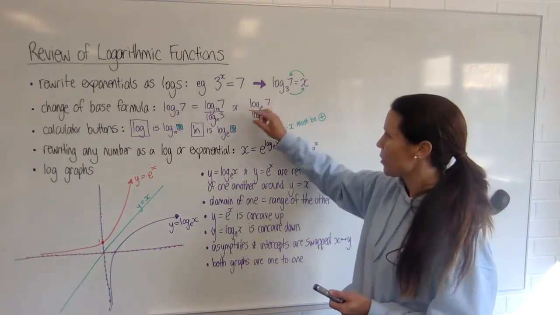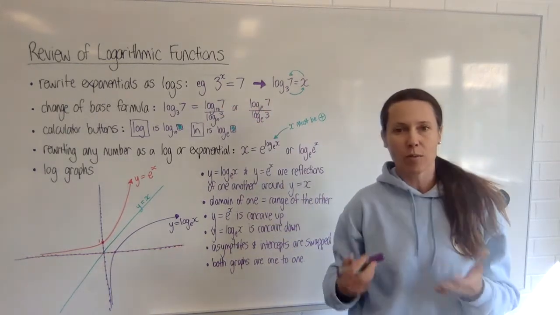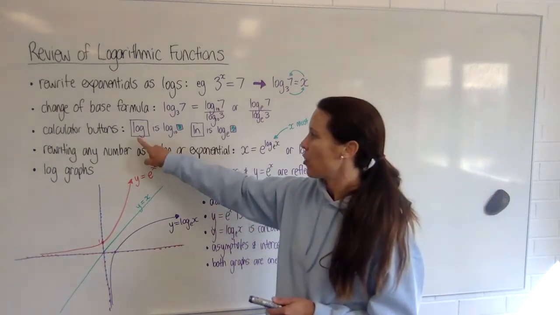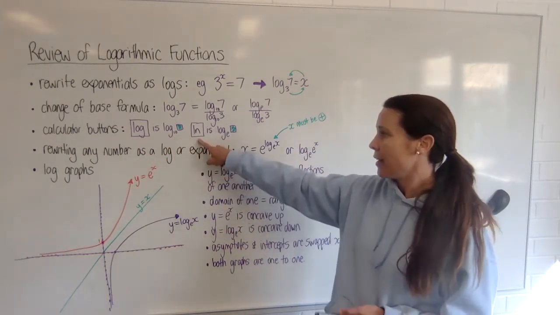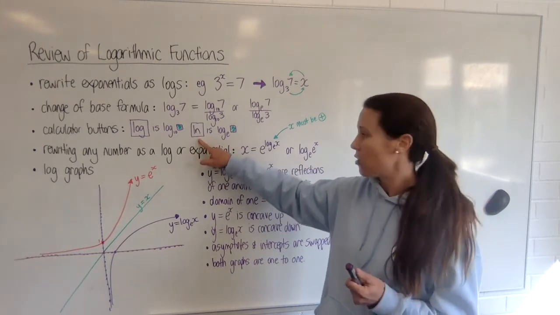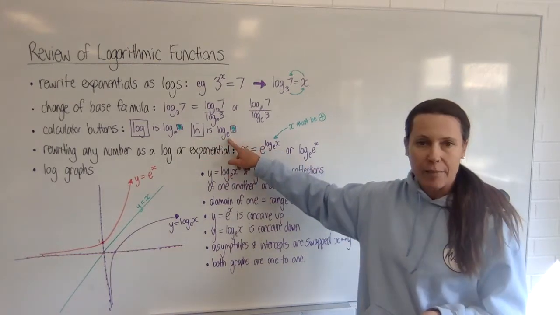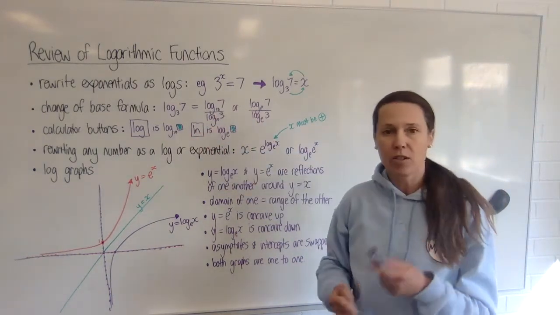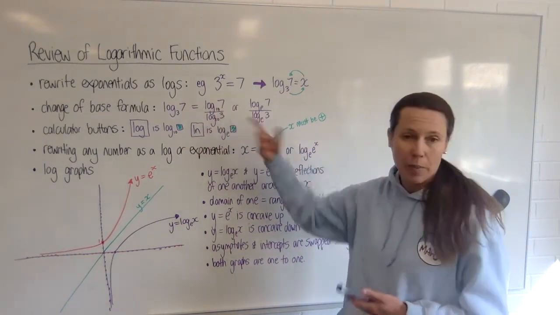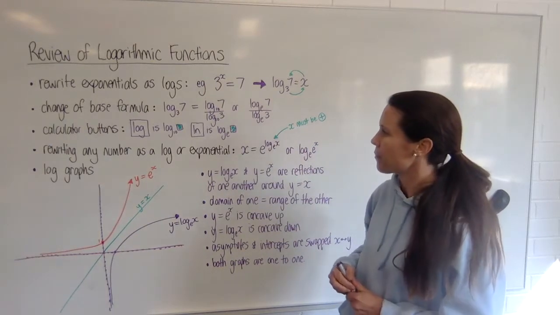Now, the reason that I'd want to use base 10 or base e is that that's what my calculator works with. I've got the log button, which is log with a base 10, or I've got the ln button, which stands for natural log, which is working with a base e. Now, it doesn't make any difference which one of these buttons you use as long as you use the same one for the top and the bottom in both cases.